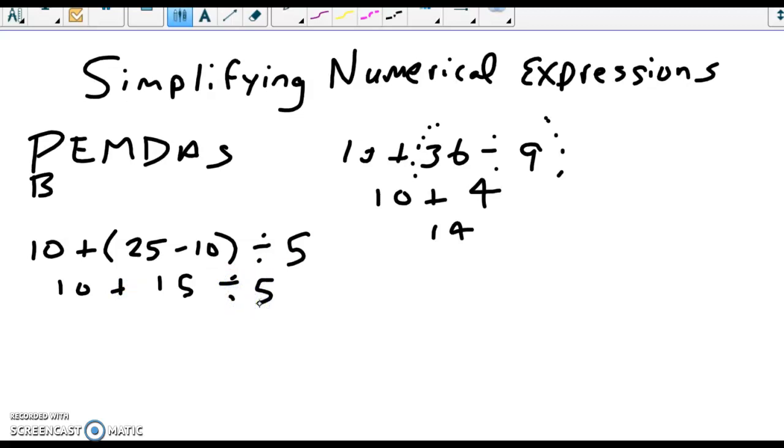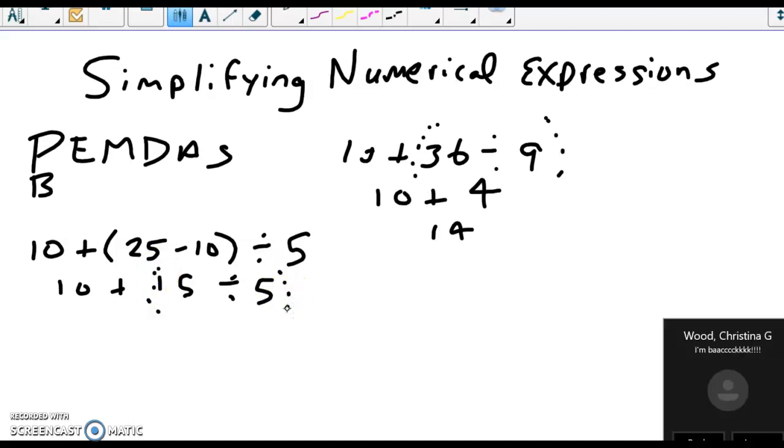Do we have multiplication? No, but we have division. Yes. So now it's like there's a parenthesis right here. 15 divided by 5 is 3. 10 plus 3 is 13.